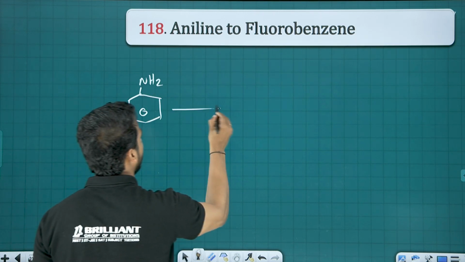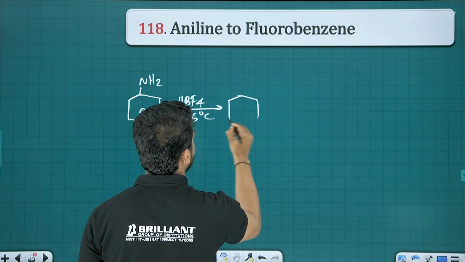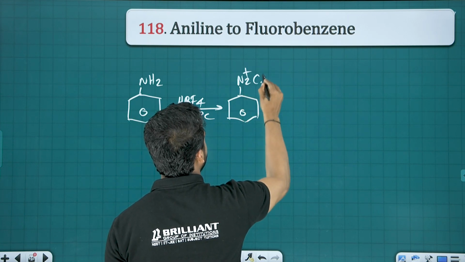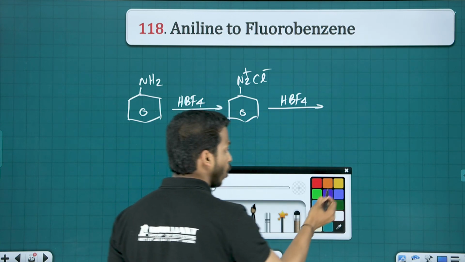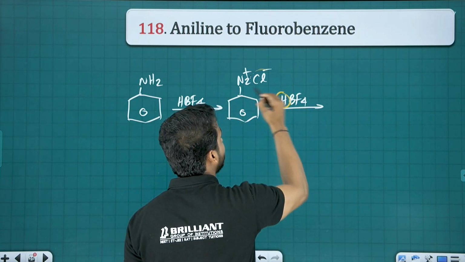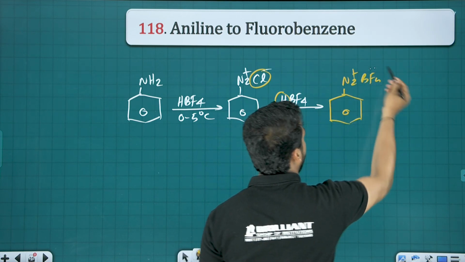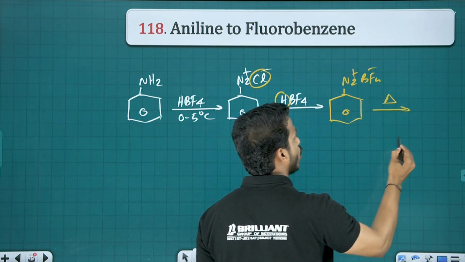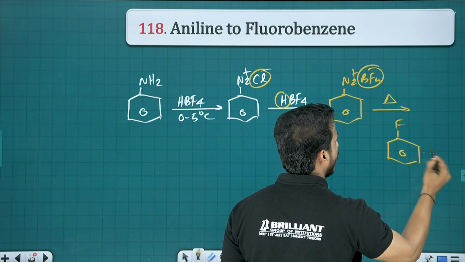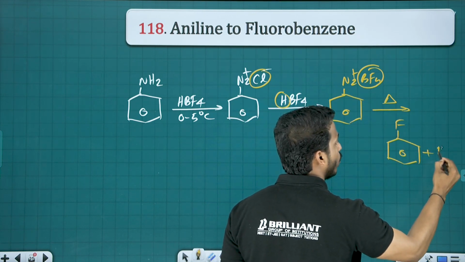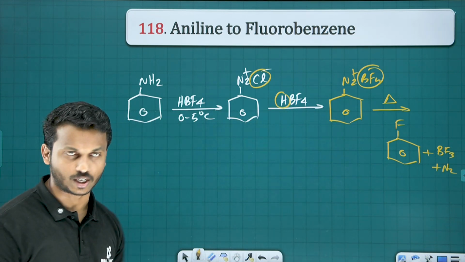Next one, how will you convert aniline to fluorobenzene? Simple reaction. First we treat it with HNO2 and HBF4 at 0 to 5 degrees Celsius. It becomes the diazonium salt, N2 plus Cl minus. HBF4 is called fluoroboric acid. The H and Cl come out, and you get benzene with N2 plus BF4 minus. If you directly heat this compound, one of the fluorines from BF4 comes to the benzene. So what is left here? BF3 and nitrogen as byproducts. It is called the Balz-Schiemann reaction.